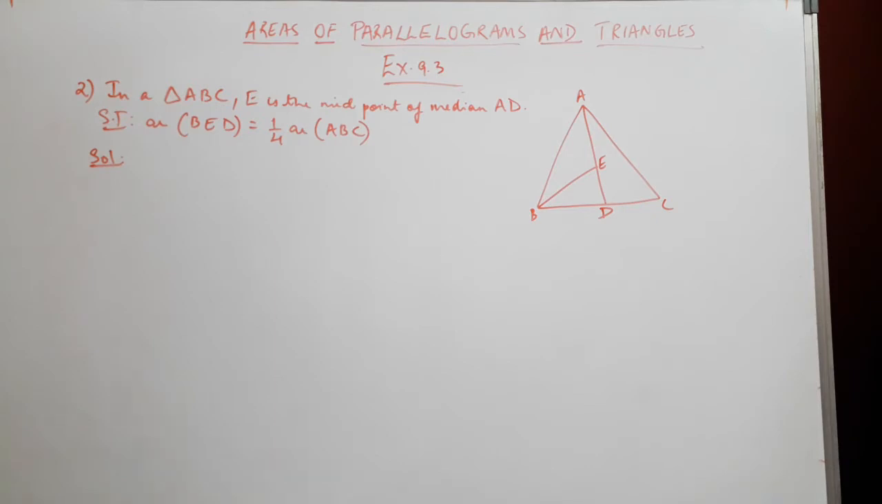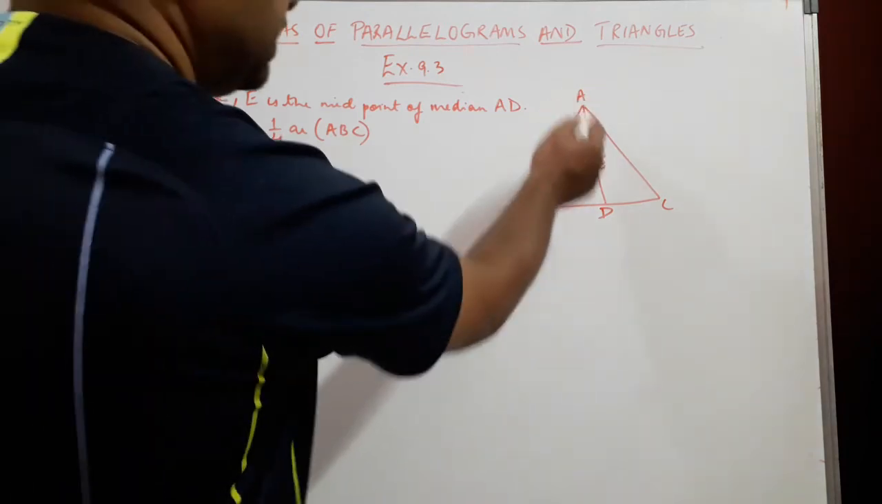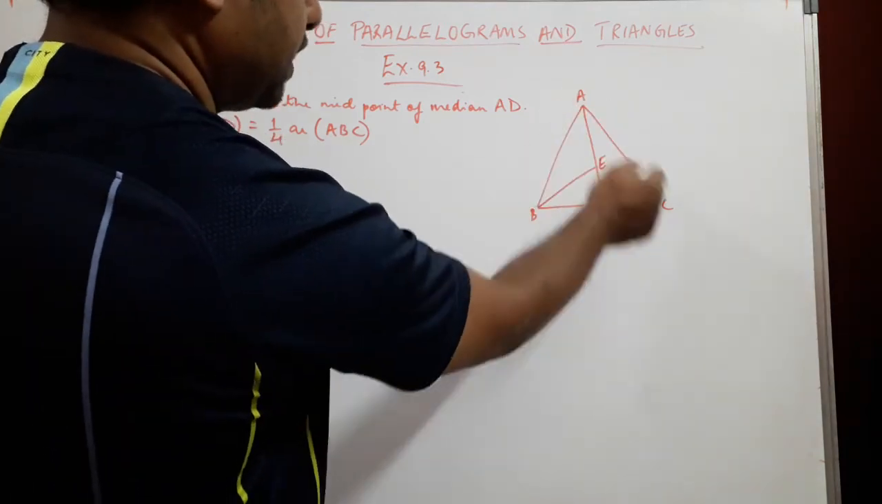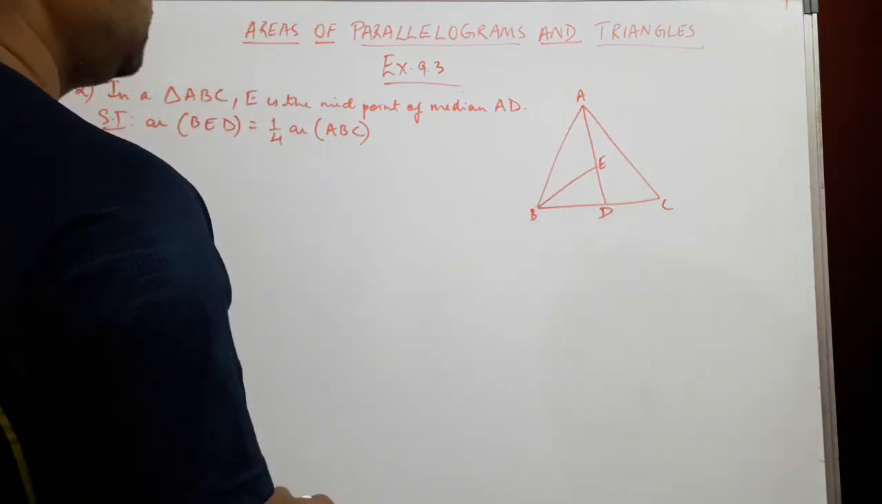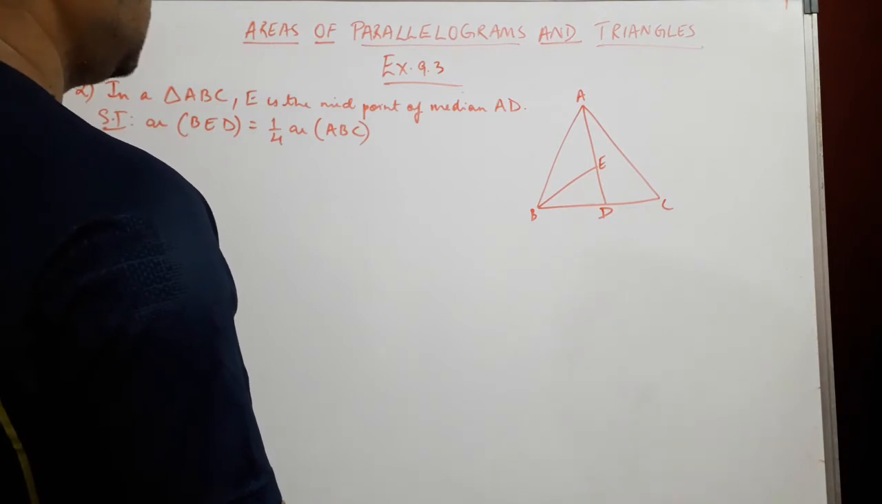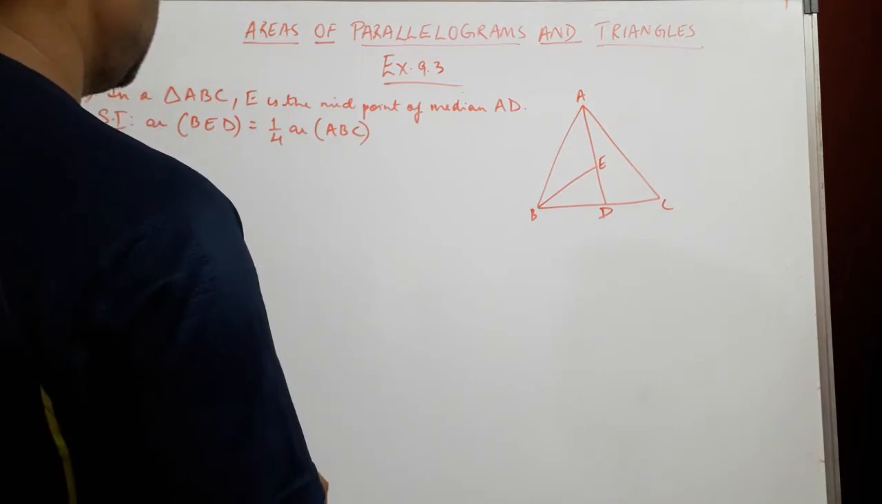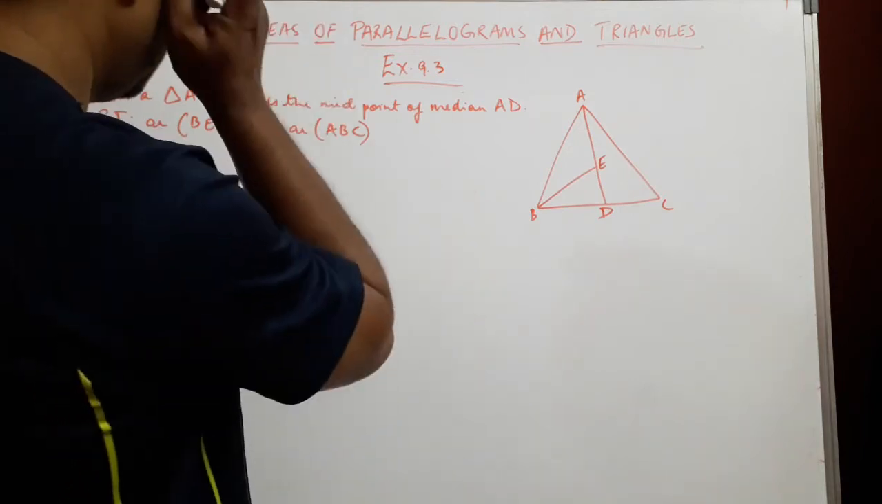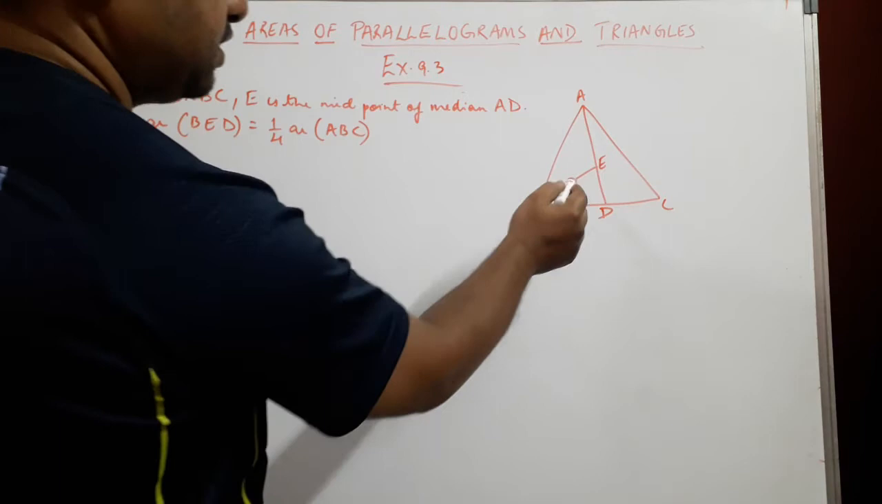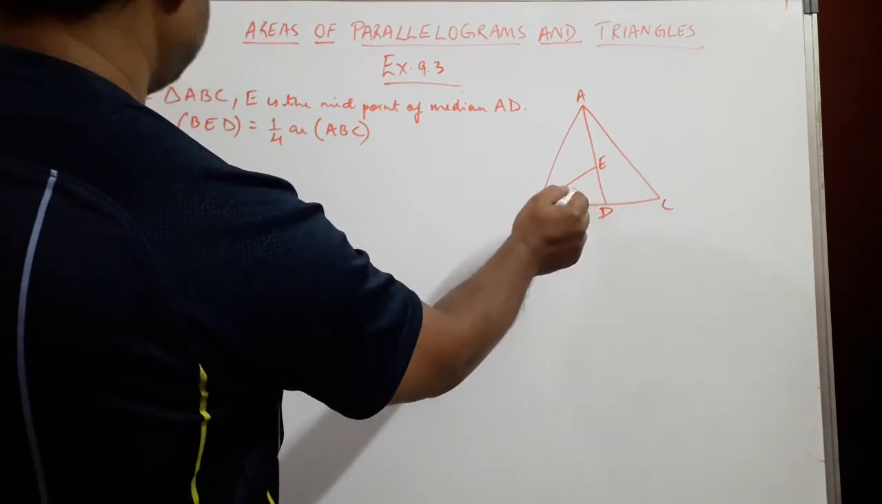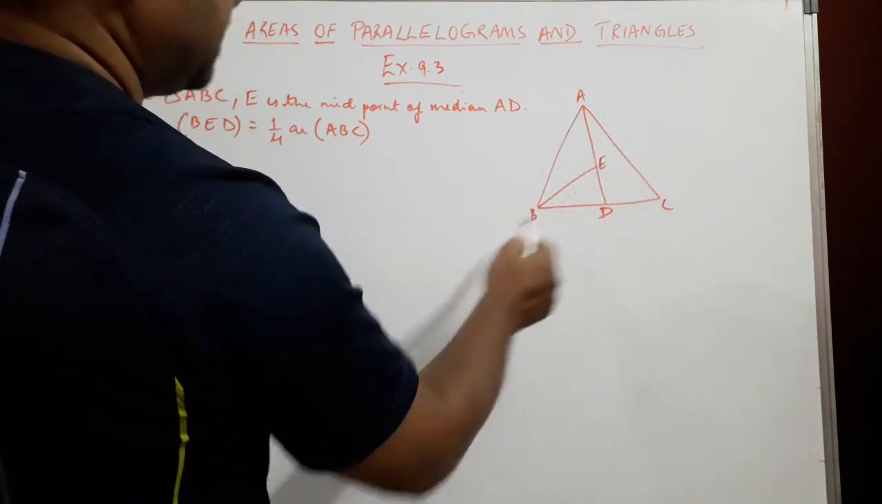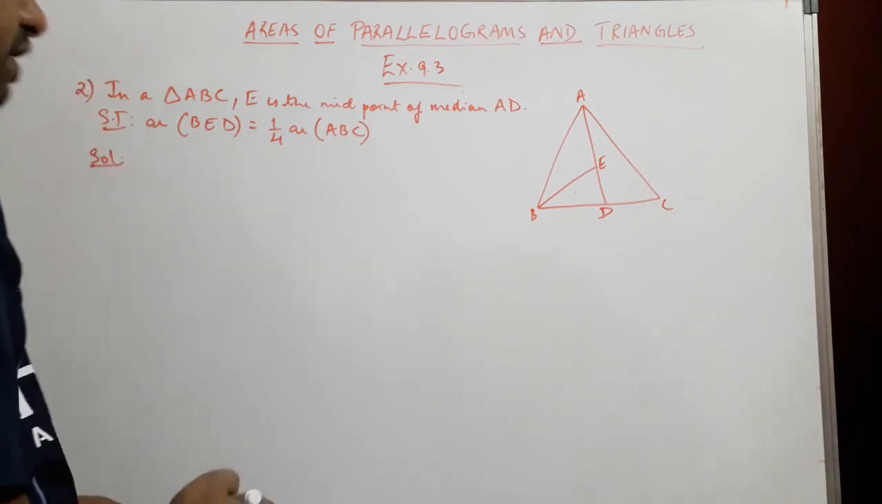Okay, similar to the problem that we solved in the previous video, this video also involves a median. We are given a median AD of triangle ABC, and we are also told that E is the midpoint of AD. Apart from that, we are asked to show that area of triangle BED, that means this particular area, is 1/4 of the area of that entire triangle.